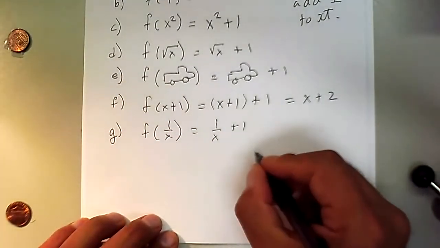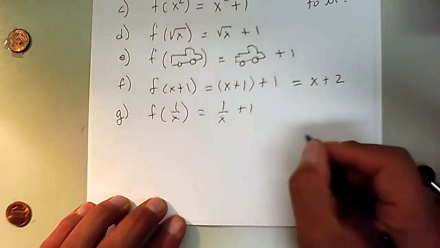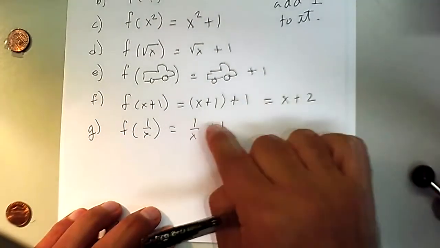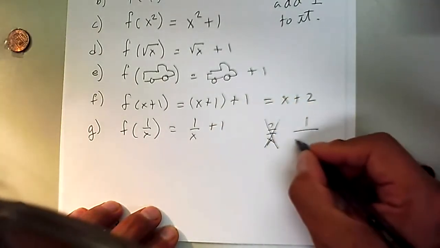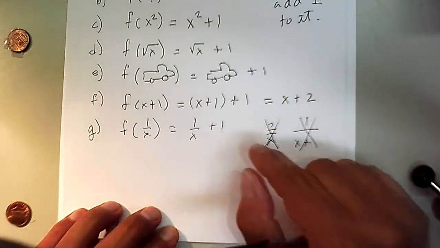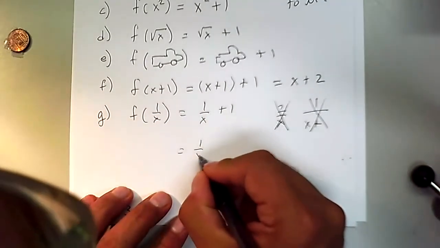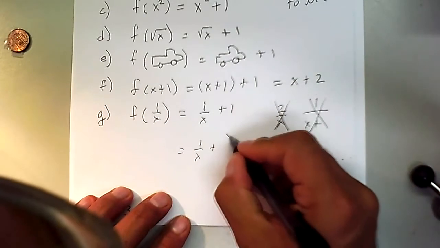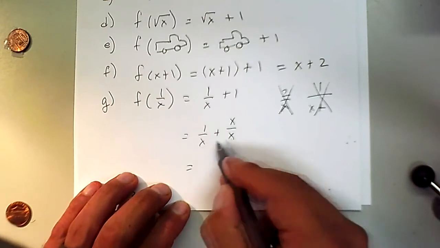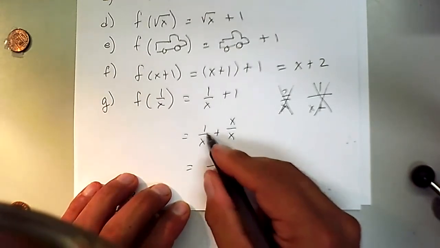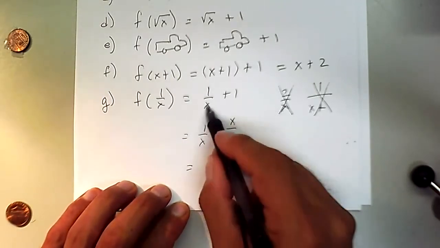Some people may say, I'm going to put some wrong answers just to drive a point. If you put 1 plus 1, that's 2 over x, that's wrong. Or if you say that's 1 over x plus 1, that's wrong, because if you want to simplify this as a single fraction, let me show you how we could do that. We could change this 1 into x over x, and then combine the two now that we have the same common denominator. So we have 1 plus x in the numerator over x.